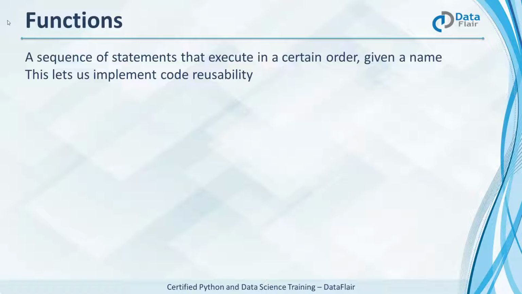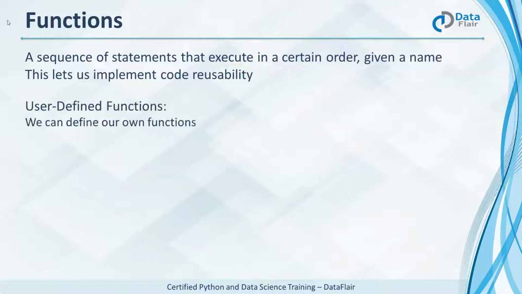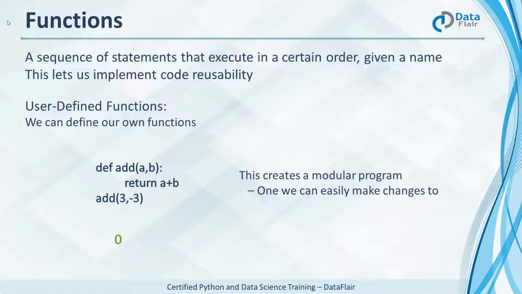The functions we define are called user-defined functions, like this one. It adds 3 and minus 3 to return 0. Functions let us modularize code. This is easier to modify and also test.